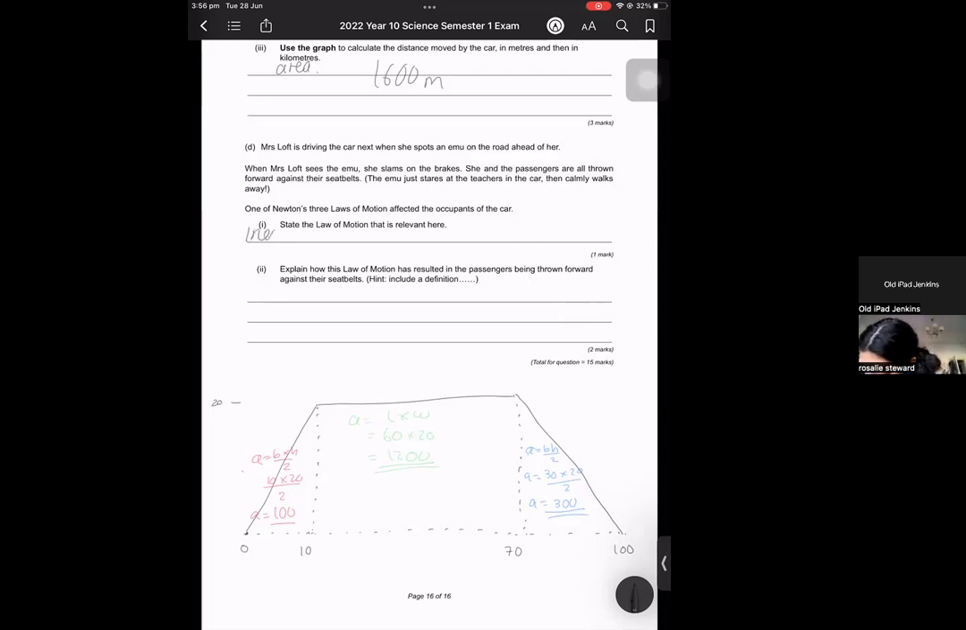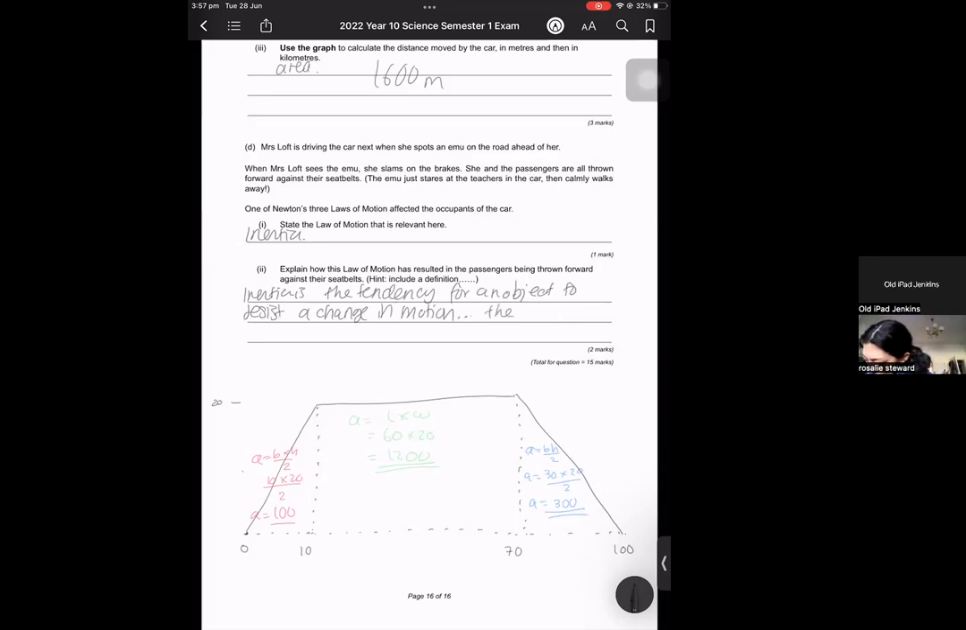So what I need to say is inertia. I don't need to explain it yet. The question says explain how this motion has resulted in it, so include a definition. Okay. Inertia is the tendency for an object to resist a change in motion, something along those lines, to resist an external force, etc.